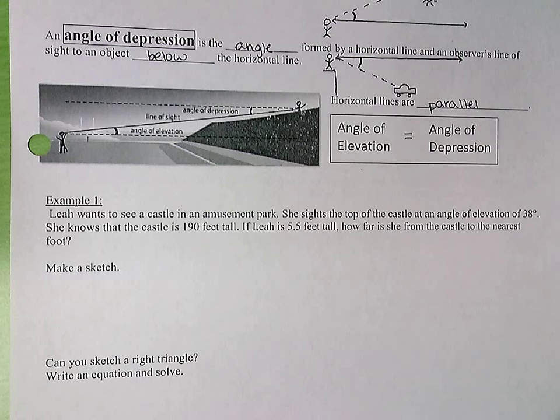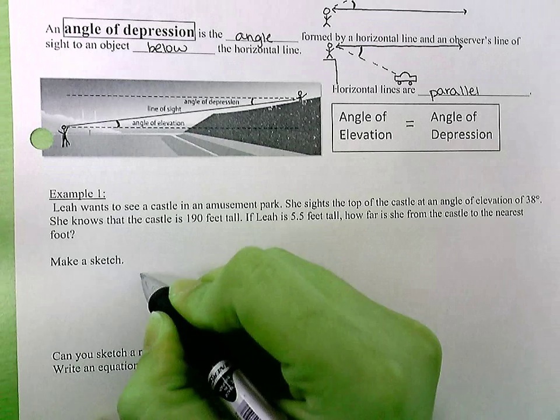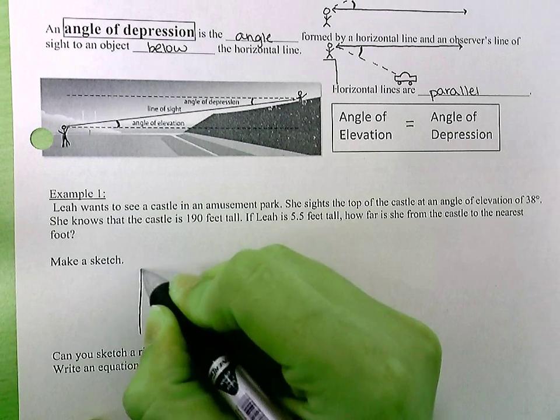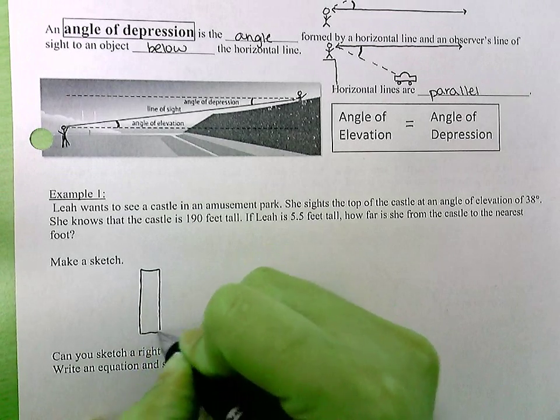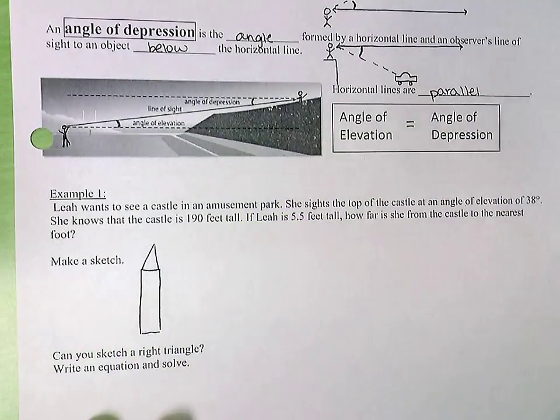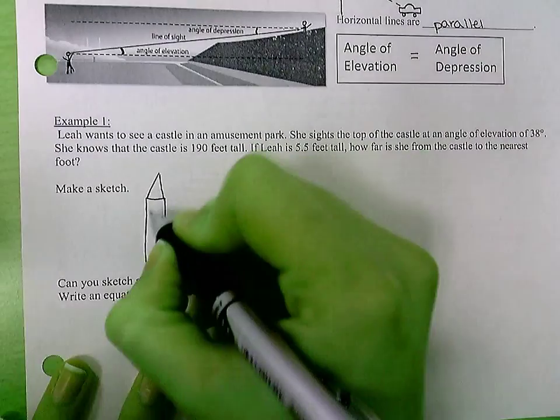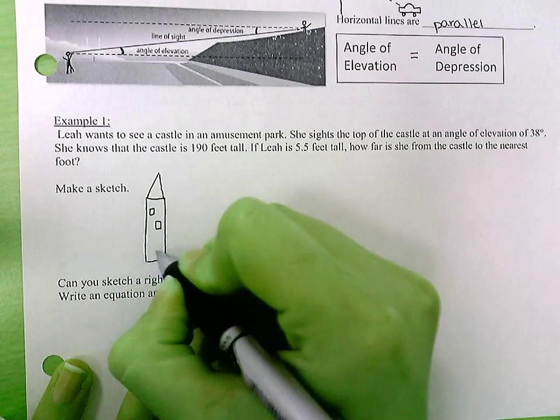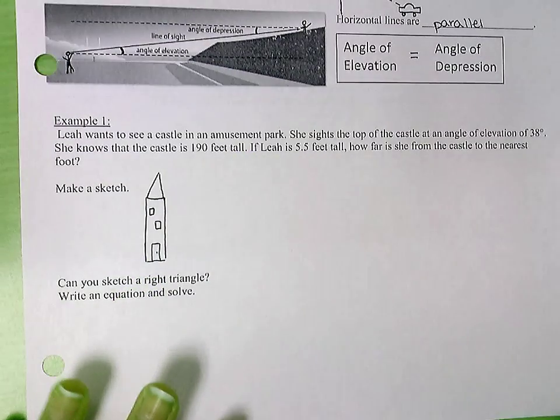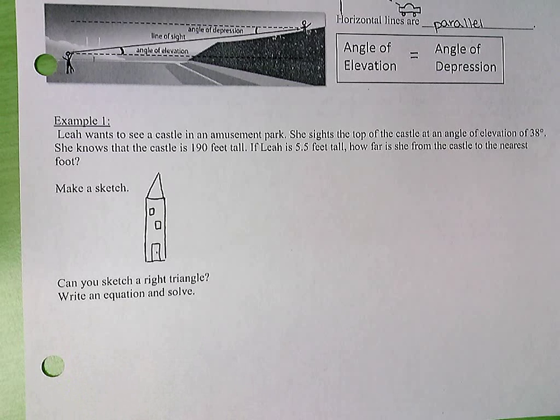Okay, so first thing we want to do is kind of make a sketch of what's happening. So we need a castle and we need our person. Okay, so it doesn't have to be the greatest castle in the world. Okay, this is my castle. I'll draw on some windows. You could just draw a house for your castle. It's fine. Okay, so here's the castle.